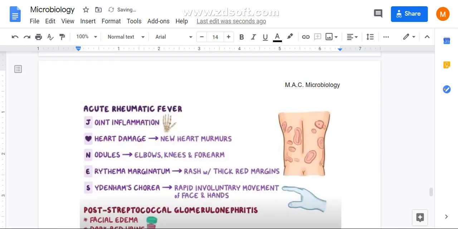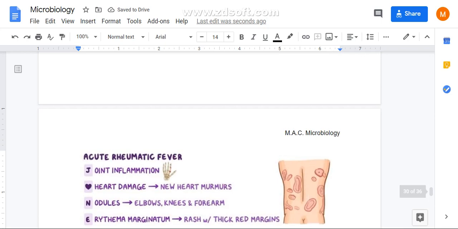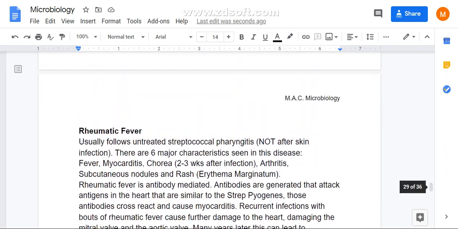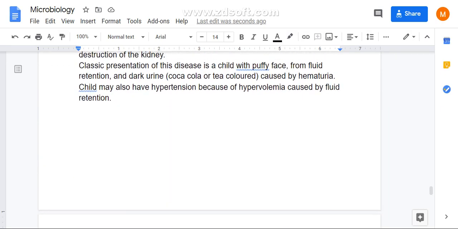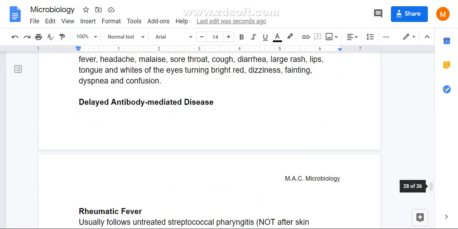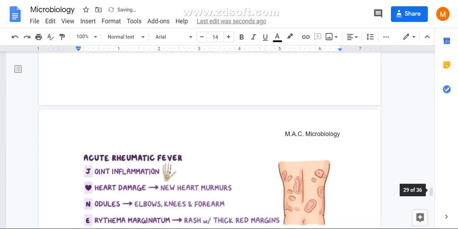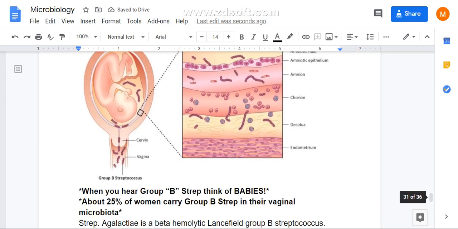Yeah, so Strep pyogenes is the most terrible out of all of these strep. So I think this is the most important one to know, and that's why I did it first, right? Okay, the next one now.